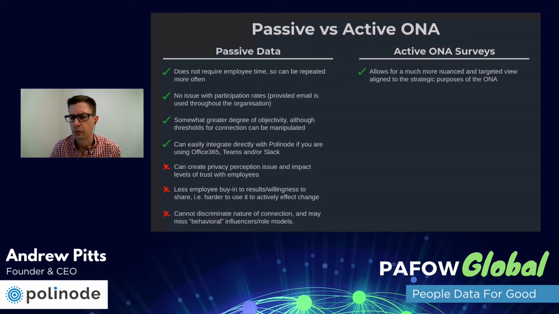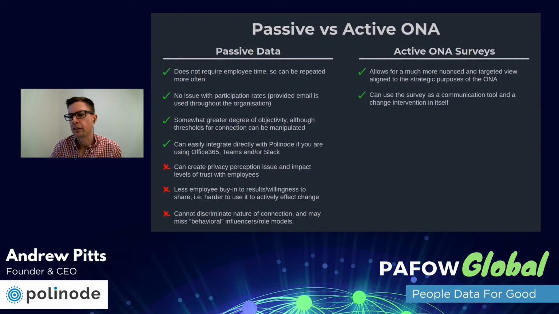Active ONA, in contrast, allows for a much more nuanced and targeted view that can be aligned to the strategic purposes of the ONA. So if we want to focus on diversity and inclusion, we can ask questions around that. We can also pull out data that understands: is there a knowledge relationship, is there an advice relationship, and so on.